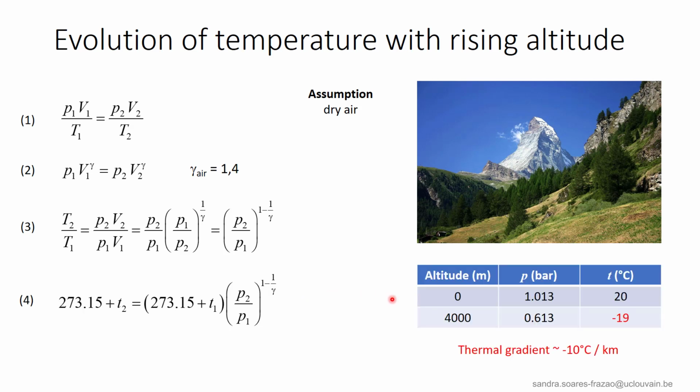So considering situation 1 at sea level here, 0 meter of altitude, where the temperature is 20 degrees, and situation 2 at 4,000 meters of altitude, where the pressure is only 0.613 bars, we can calculate the temperature T2 and we find minus 19 degrees, which implies a gradient of about 10 degrees per kilometer. In reality, this value is closer to 6 degrees per kilometer because the air is humid and not dry as initially assumed. So heat is supplied by the condensation process.